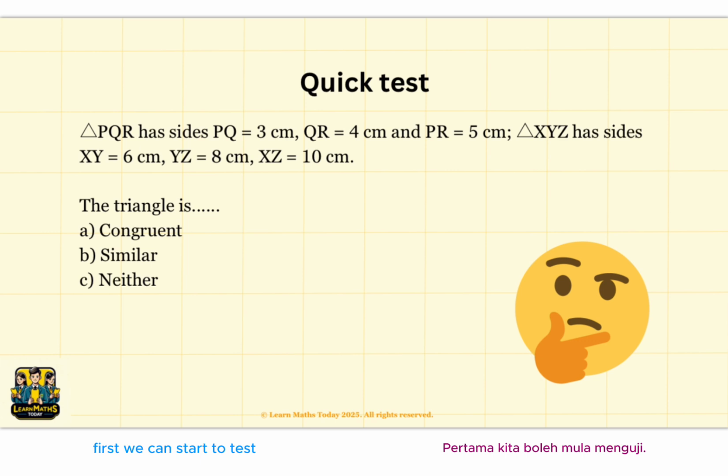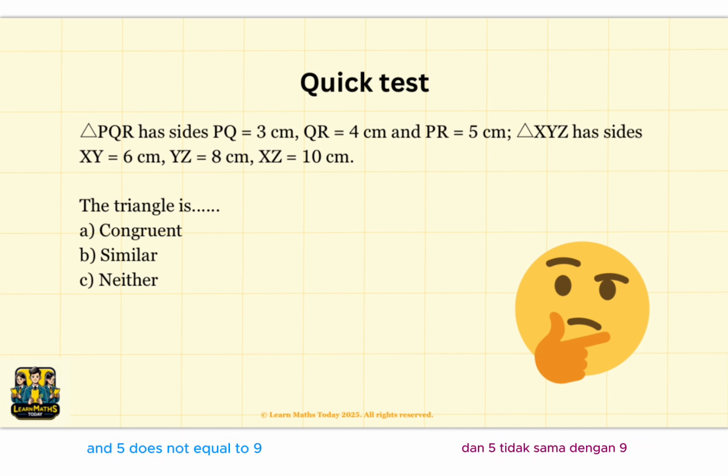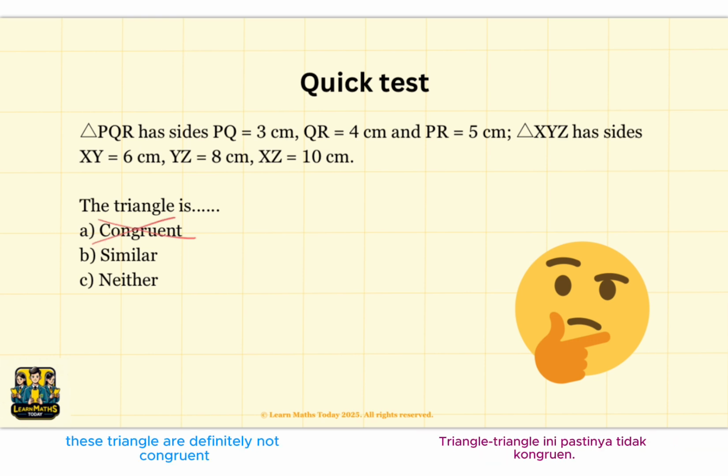First, we can start by testing for congruency. For triangle congruence, all the sides must be equal. And obviously, looking at the measurements, 3 does not equal 6, 4 does not equal 8, and 5 does not equal 9. Since none of the sides are equal, these triangles are definitely not congruent.